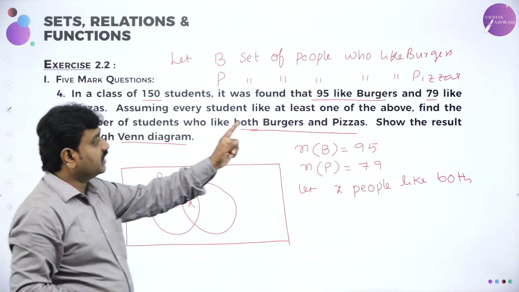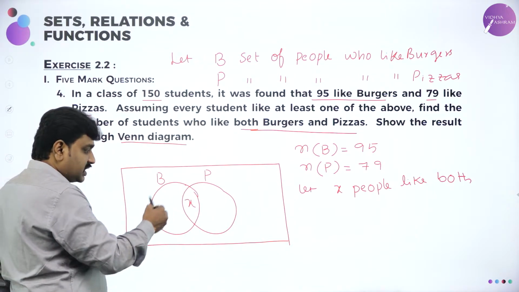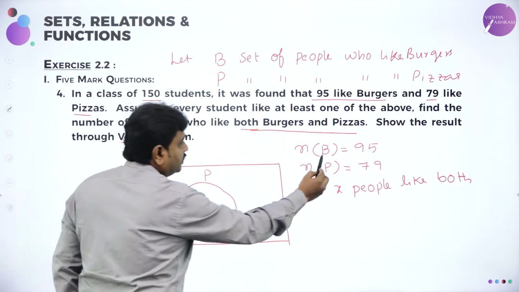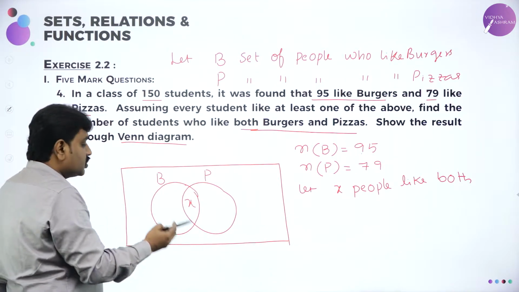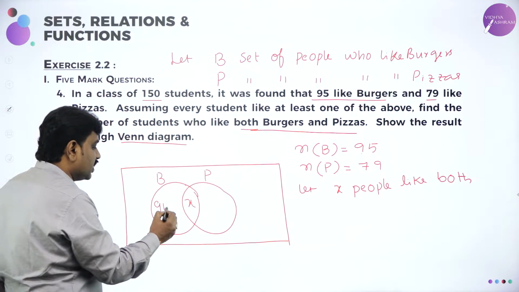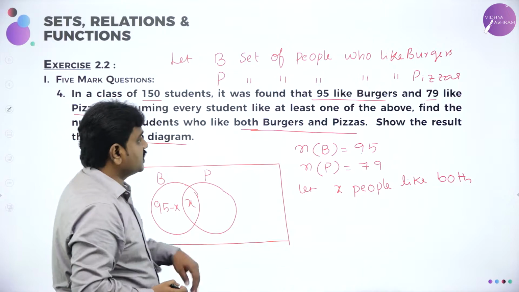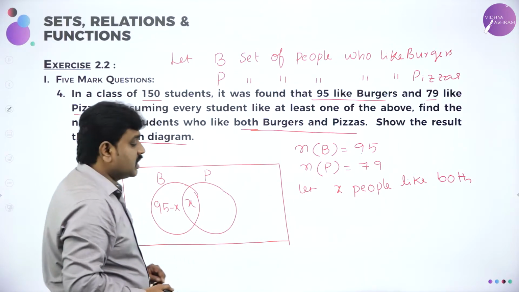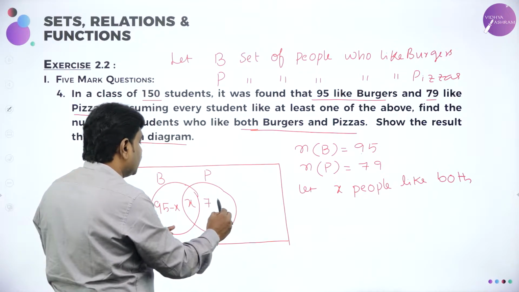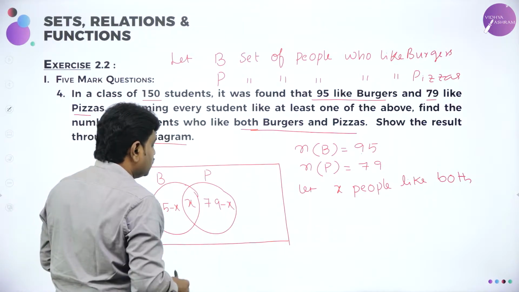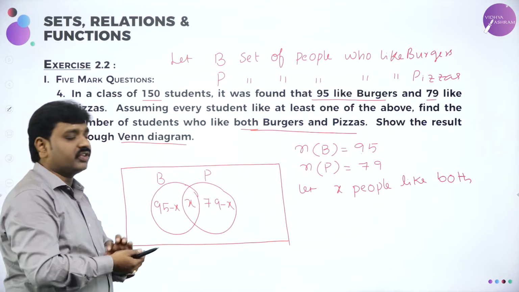And they told 95 like burgers. Out of 95, so the set of people liking burger is 95. Out of 95, we already filled X here. So, remaining I will fill here. Remaining means what? 95 minus X. And pizzas, 79 like pizzas. Out of 79, already I filled X here. Remaining is 79 minus X. So, I have filled the Venn diagram, but this Venn diagram is incomplete because we need to find X.